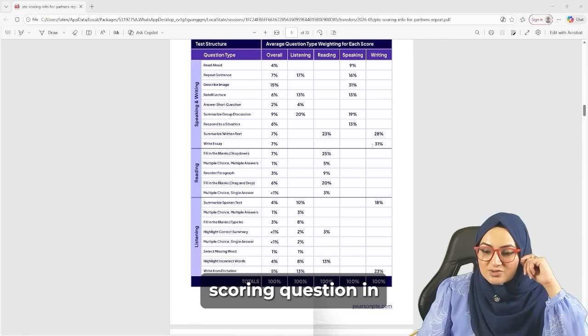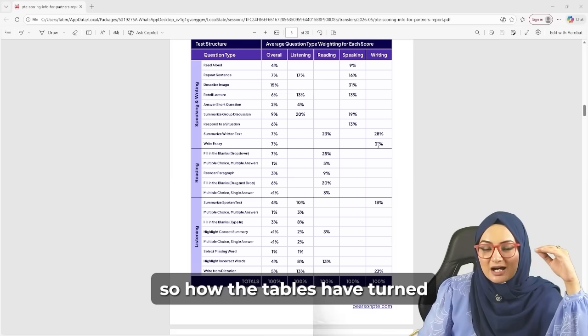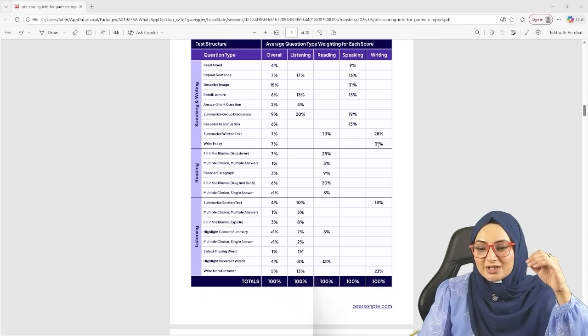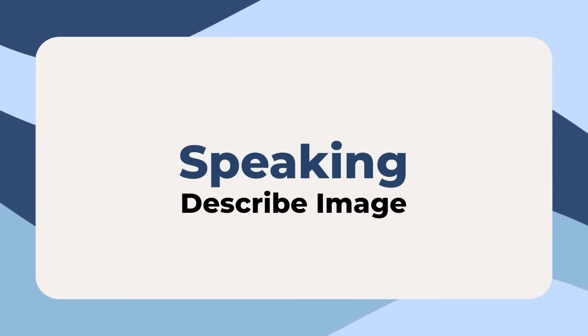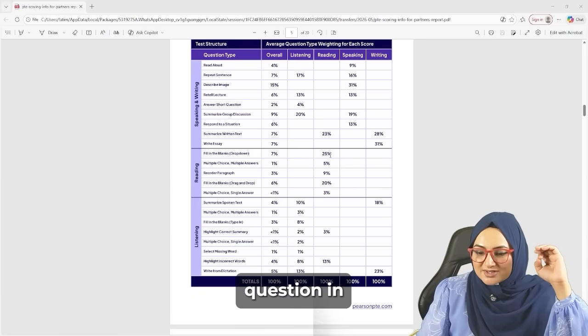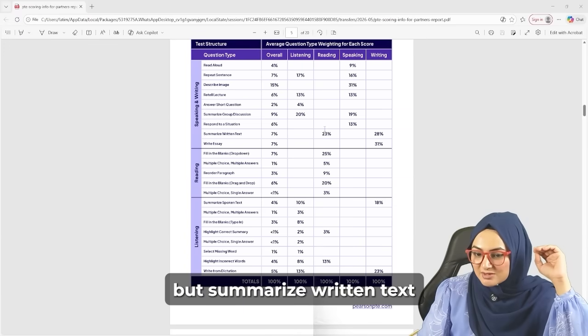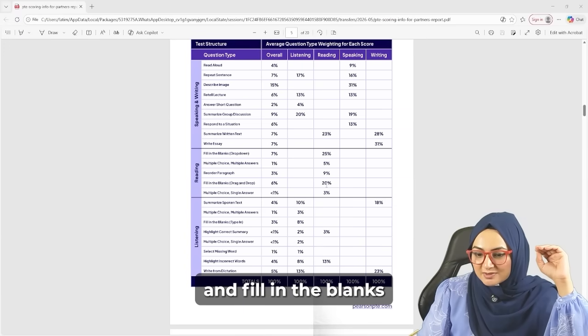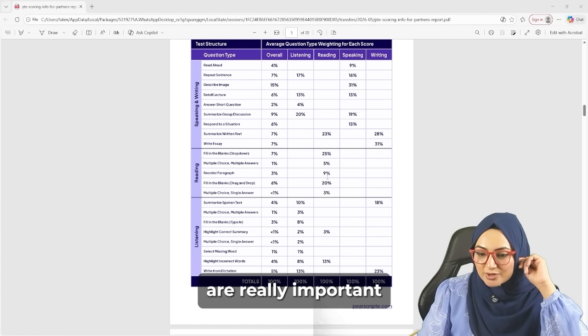The highest scoring question in writing, can you see, is essay. So how the tables have turned. The highest scoring question in speaking is describe image. The highest scoring question in reading is still fill in the blanks drop down, but summarize written text and fill in the blanks drag and drop are very close. So all these three are really important.